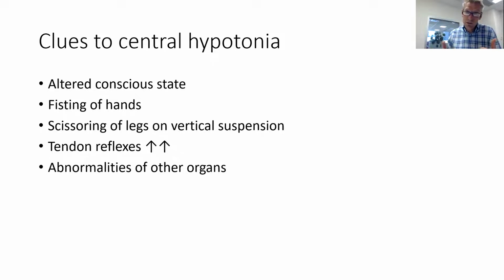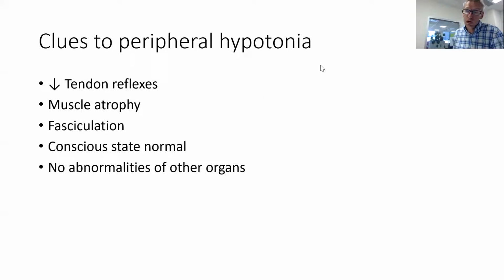And sometimes they'll have upgoing plantars as well. And they may have abnormalities of other organs if they've got a congenital abnormality, for example. But you can make a distinction, even in young babies, between central and peripheral hypotonia by looking at these specific signs. If a baby's got peripheral hypotonia, usually they've got reduced tendon reflexes and sometimes muscle atrophy.